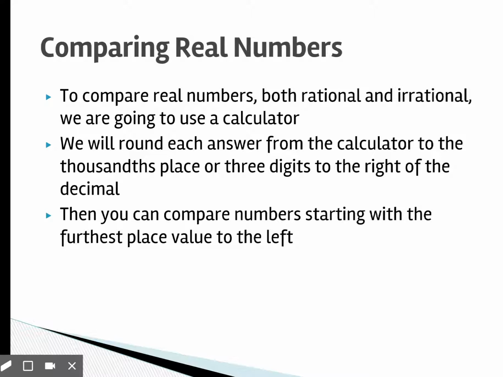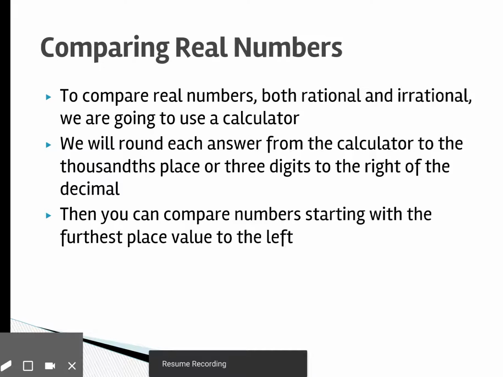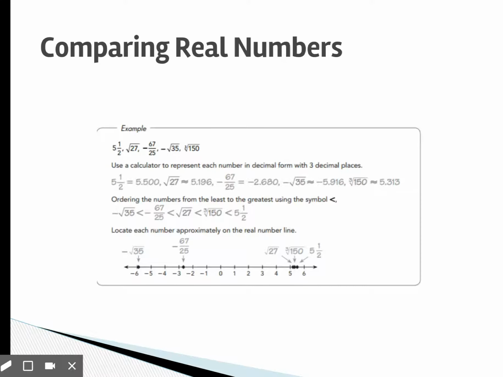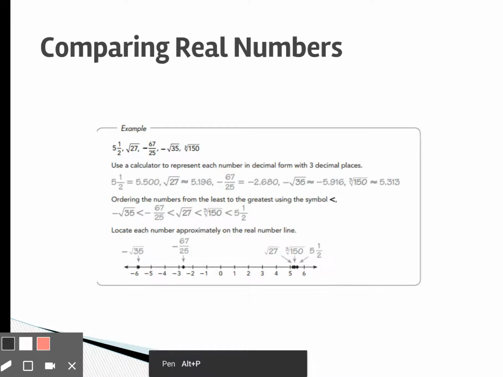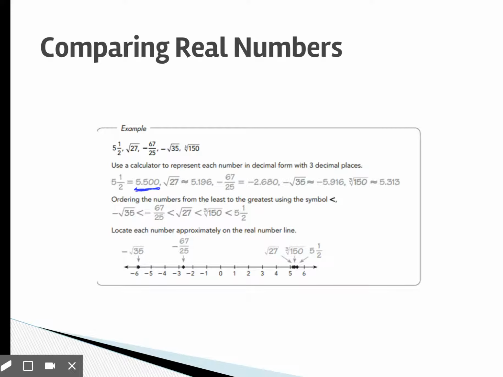We're going to round each answer from the calculator to the thousandths place, or three digits to the right of the decimal. Then you can compare numbers starting with the furthest place value to the left. So comparing real numbers, like I said, each one of these numbers you're going to pop into the calculator. If it's a fraction that you know how to turn into a decimal right away, like 5 1/2 equals 5.5, then add some zeros. The square root of 27, you'll approximate to the thousandths place.